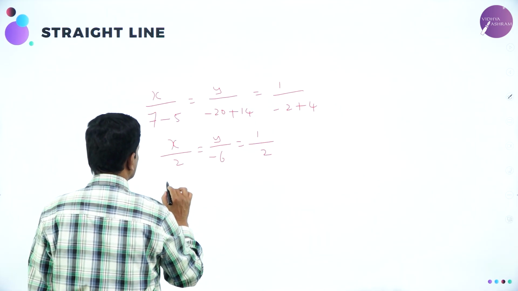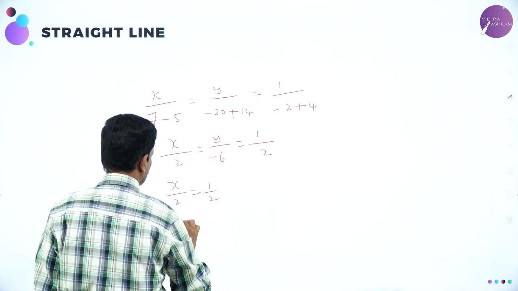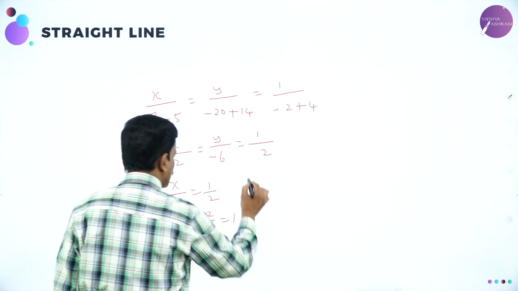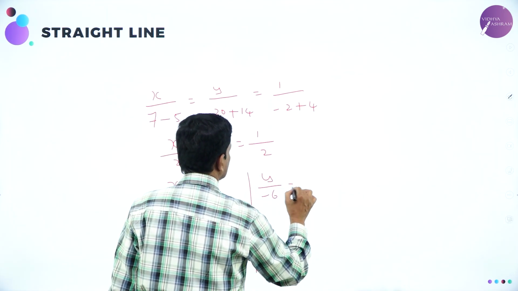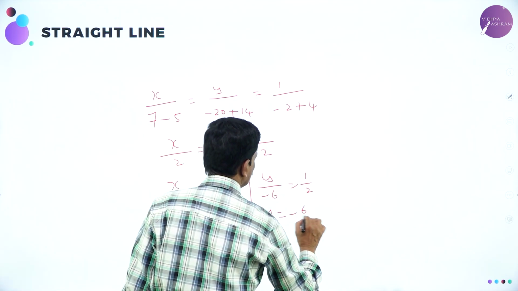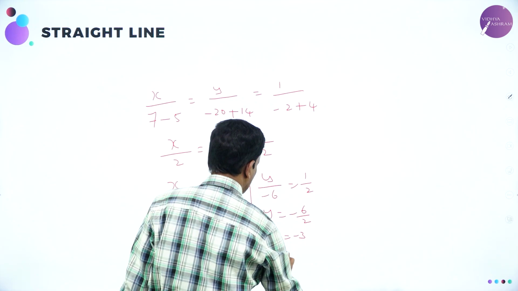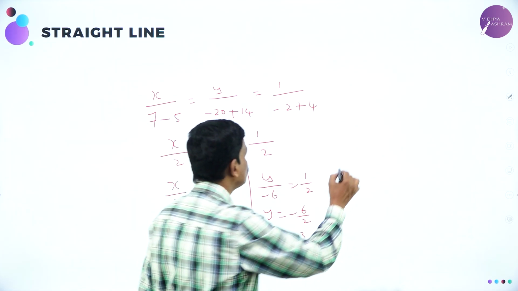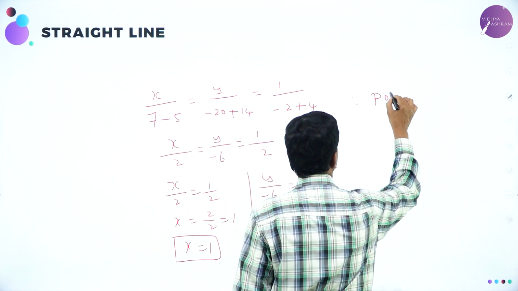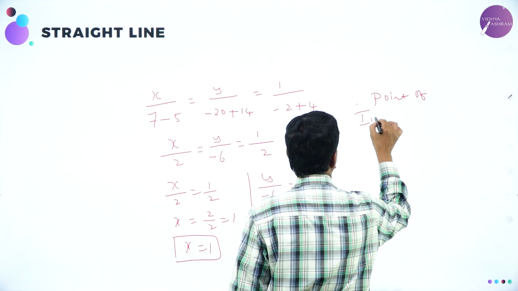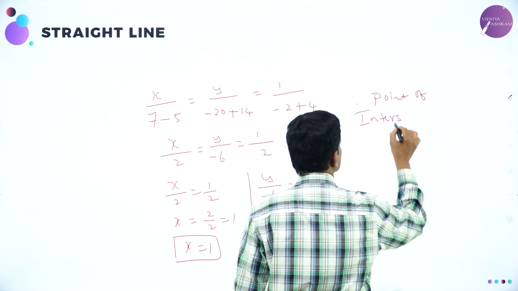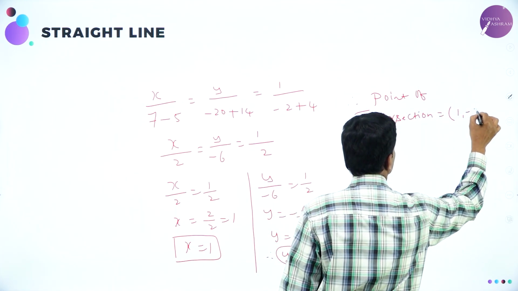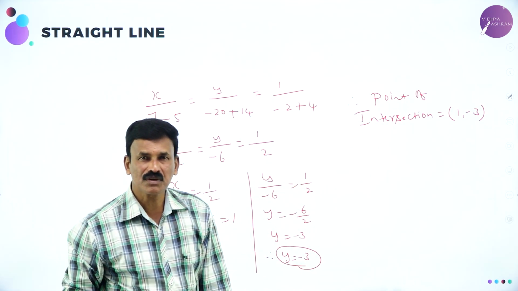Now equate first and last. x by 2 is equal to 1 by 2, therefore x is equal to 2 by 2, x is equal to 1. And the second and last: y by minus 6 is equal to 1 by 2, y is equal to minus 6 by 2, y is equal to minus 3. Therefore, the point of intersection is 1 comma minus 3.